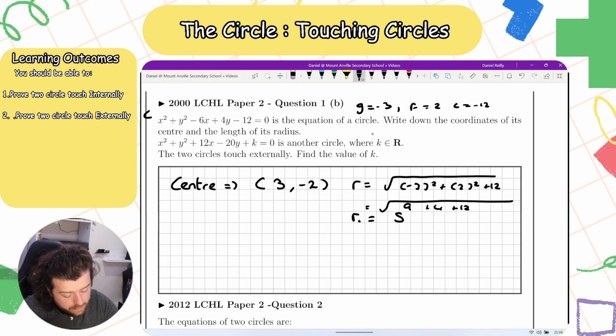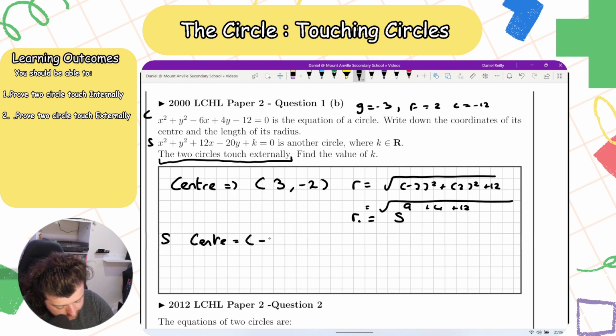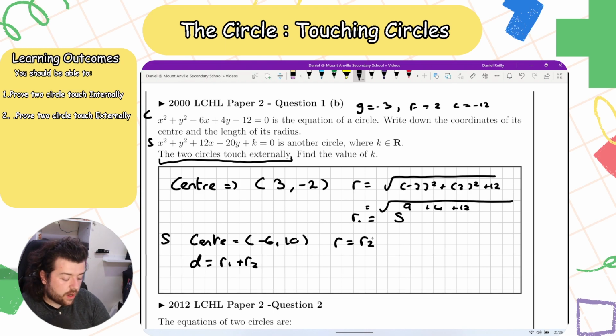And the second one here is another circle where k is a real number. The two circles touch externally. So saying the two circles do touch externally, find the value of k. I'm going to call this circle S. So circle S, the center of this circle is going to be (minus 6, 10). And my radius, I don't know what my radius is. I'm just going to call it r2. But I do know they touch externally. So d does equal r1 plus r2. So what we're going to end up doing here is solving for the radius of this circle. And then when we do that, we can then work backwards and solve for k.